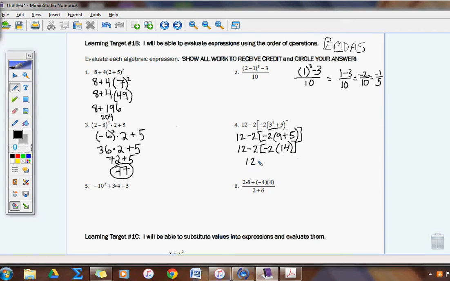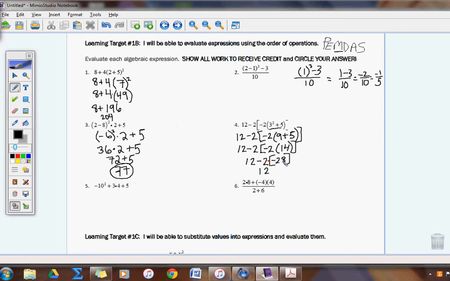So now I have 12 minus 2 bracket, and that comes out to negative 28 on the inside. And there's a lot of minuses in here, but I'm going to change colors here. Realize there's a multiplication right there. You can't do the 12 minus 2 yet. You do the 12, and then it's minus 2 times negative 28.